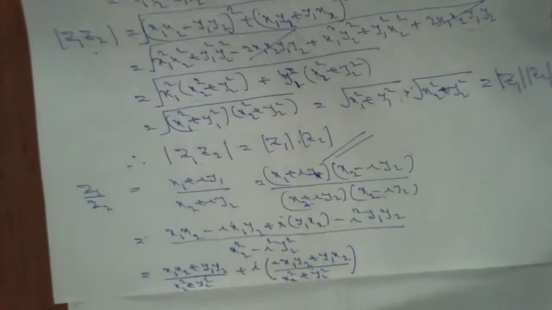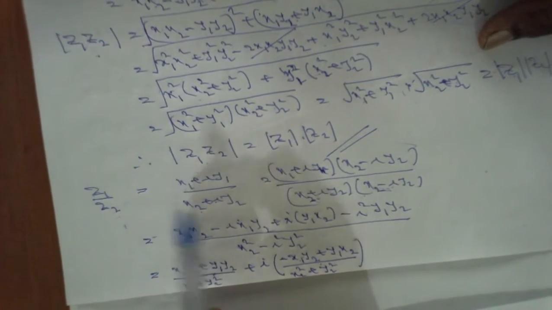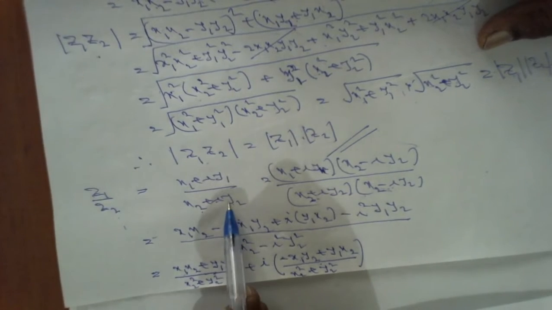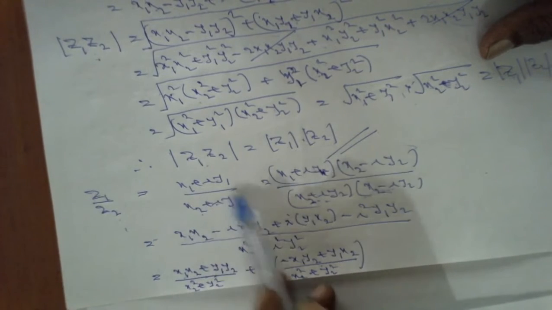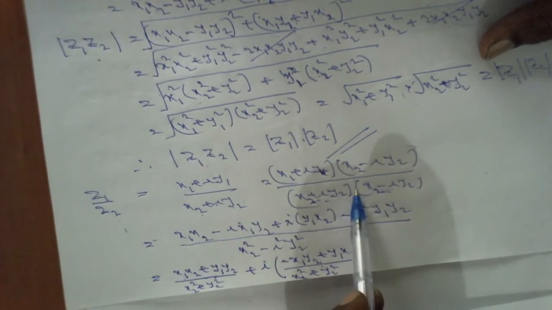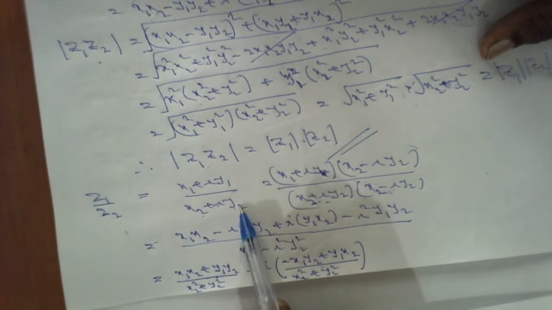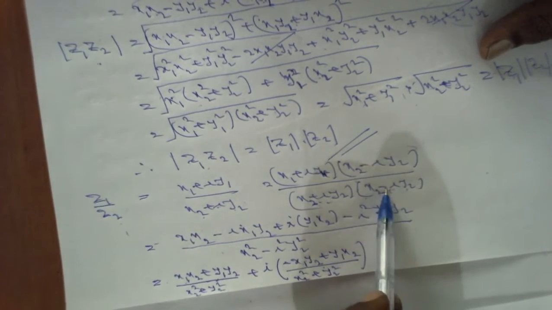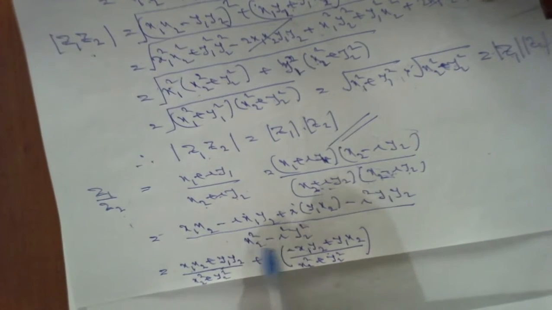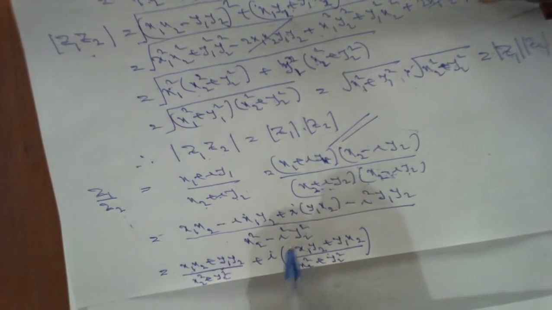Now if you take C1 over C2, same way you have to simplify this one also. First you simplify this algebraically, right? When you simplify, you have to take the conjugate of the bottom. Top and bottom you multiply by the conjugate of the bottom. What is the conjugate of x2 plus iy2? x2 minus iy2. Both top and bottom you multiply by this number. Then on the bottom you have the difference of squares, that simplifies to x2 squared plus y2 squared, because i squared is minus 1, here it becomes plus.